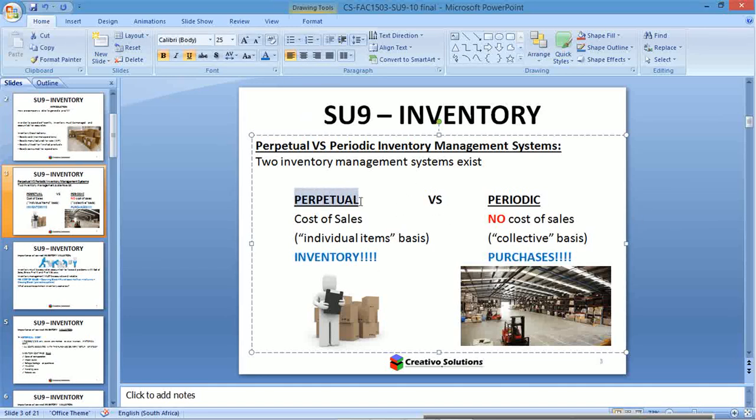Right, so with perpetual, maybe let's do it this way, perpetual and periodic. Right, so if I've got periodic, I deal with purchases. If I've got perpetual, I deal with inventory. Inventory is an asset, purchases is an expense. We'll save that. Does it make sense? Does that revision help a bit? Okay, remember we're trying to revise, we're trying to do questions, we're trying to prepare for that actual exam. Happy? Okay, great.